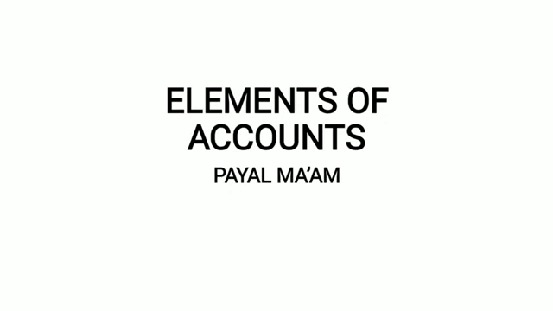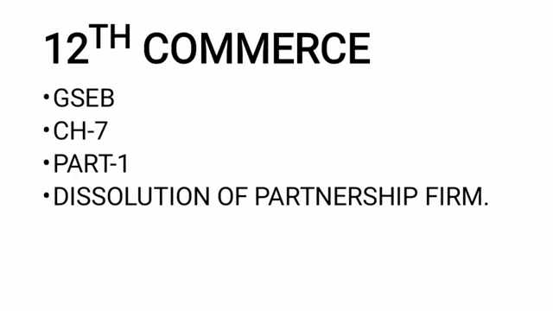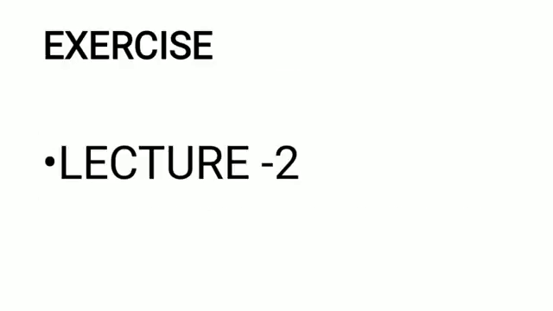Hello everyone. We are going to continue with chapter 7, Dissolution of Partnership Firm, from part 1, 12th Commerce. As you all know, we have been doing a sum from an exercise, which is question 5, and in the previous lecture we have completed 5 transactions for the same. So I hope that you have studied the previous lecture very well, and today we are going to continue with the same question from the exercise, and this is the second lecture regarding the same.